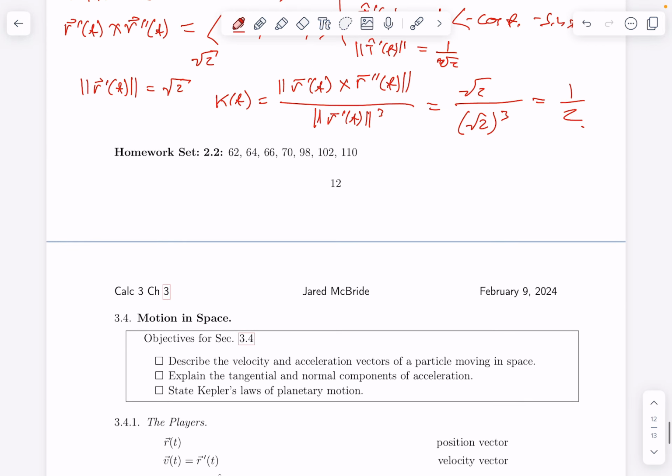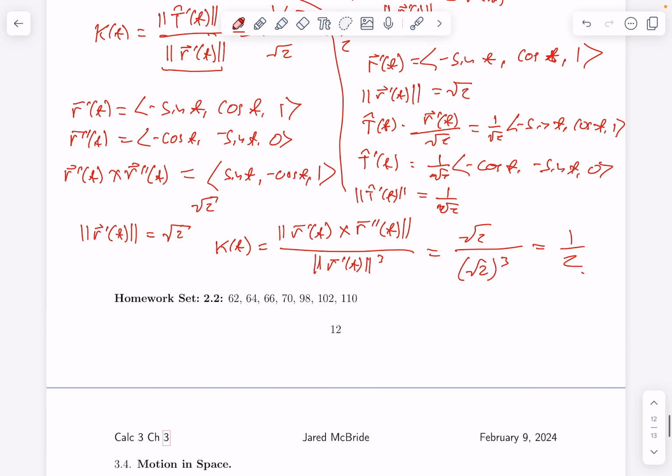All right, and now we're ready to get to motion in space.